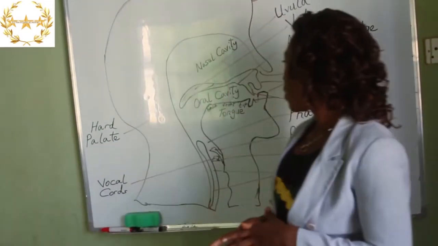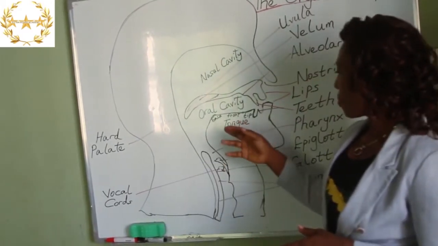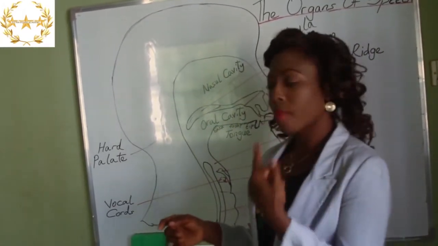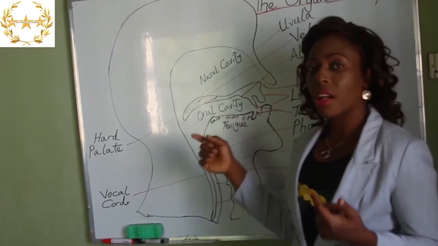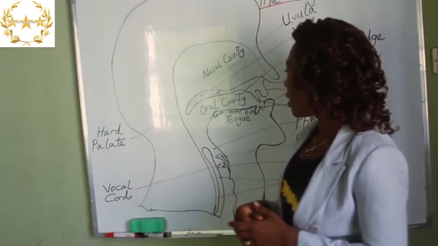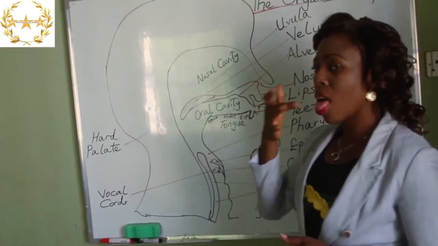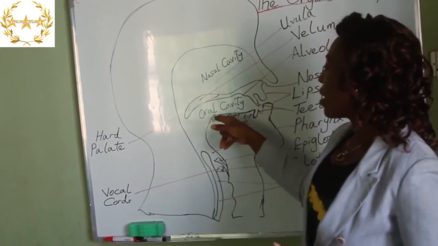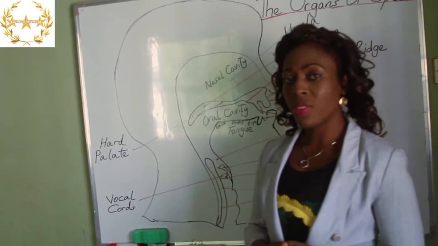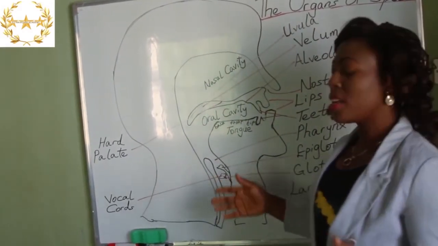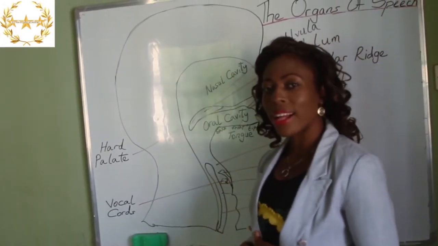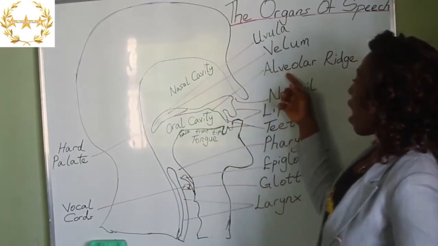Now the tongue is divided into four parts. We have the tip of the tongue, and we have the blade of the tongue. The blades are the edges of the tongue. Then we have the front of the tongue and the back of the tongue. Inside the mouth, we have the back of the tongue. So when you are making speech sounds, you either make use of the tip of the tongue, the blade, the front, or the back.